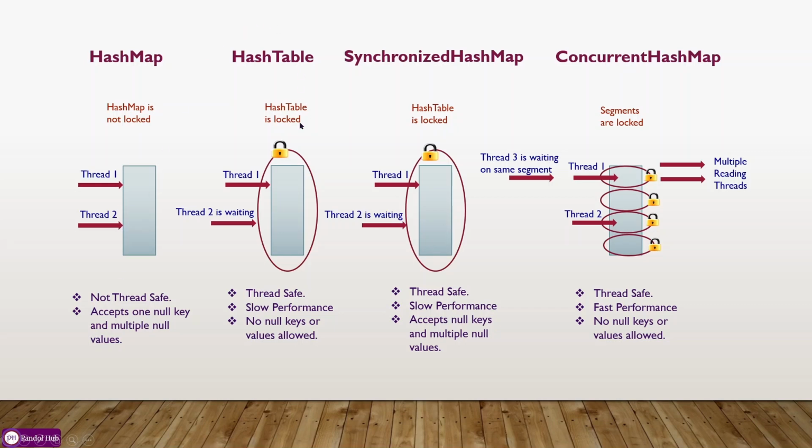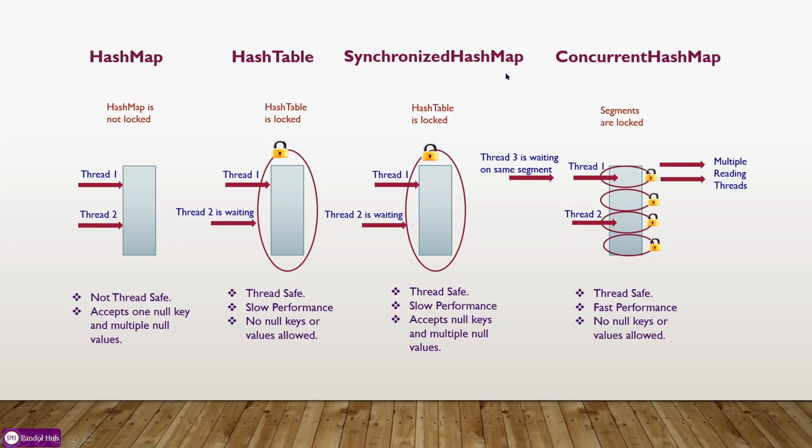So going to hash table, it is synchronized internally. You don't need to explicitly convert it to a synchronized map because hash table is internally synchronized, so it is thread safe. So when one thread is accessing the hash table, the other thread has to wait until thread one releases its lock. So the performance is slow since it is synchronized and has a lock mechanism inside. The performance is a little slow. It doesn't allow any null keys or values into the hash table.